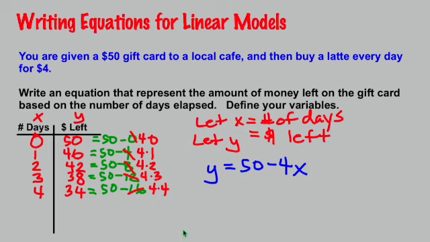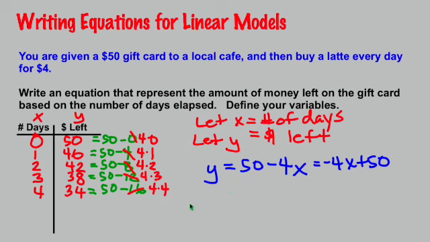So there you have it. That's your equation. Y equals 50 minus 4X, or if you prefer, you could also write it as negative 4X plus 50. And just to sanity check this, let's say X was 4 days.